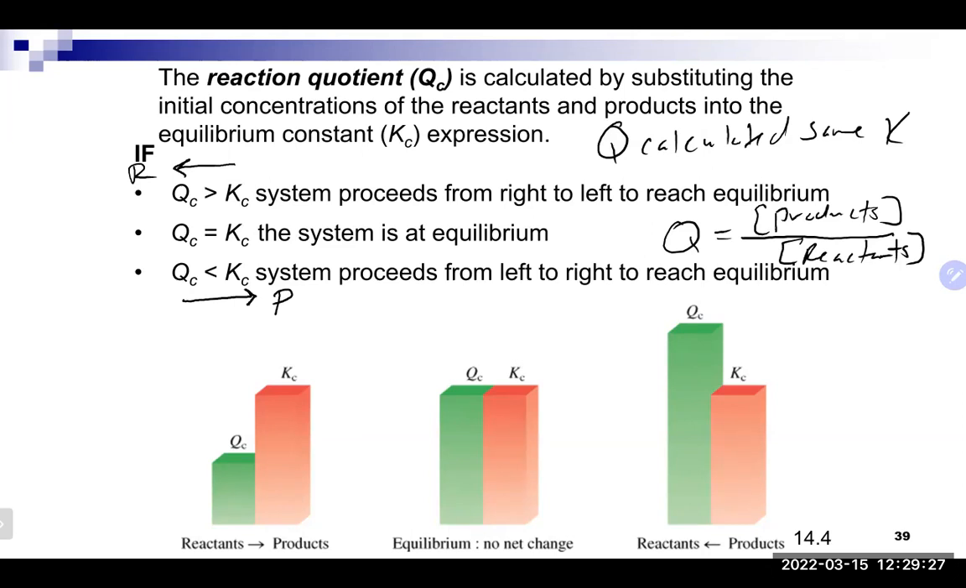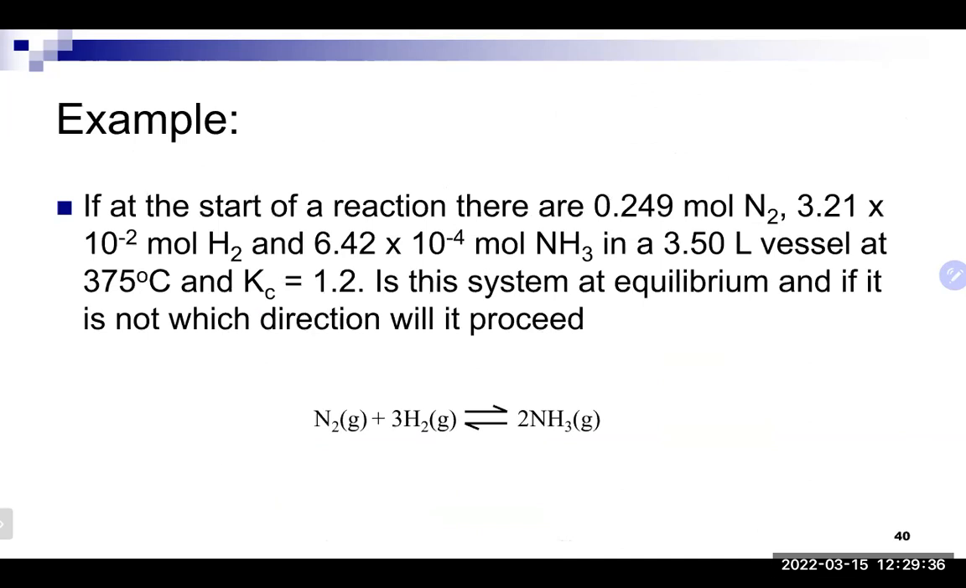Later on, when we calculate equilibrium concentrations, Q can pop up in that situation as well. Whenever you're given the starting amounts of everybody and you're not sure if you're at equilibrium, that's a good time to calculate Q. So why don't you try one here?